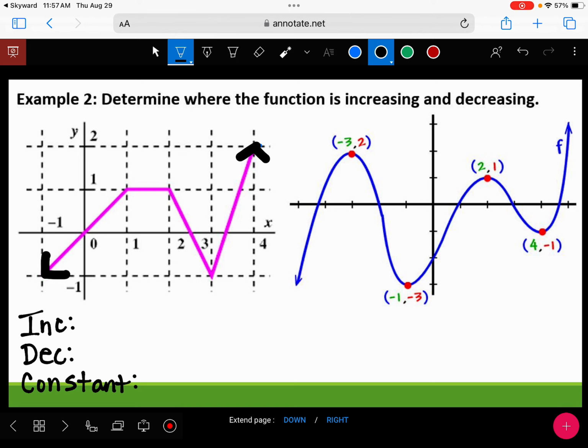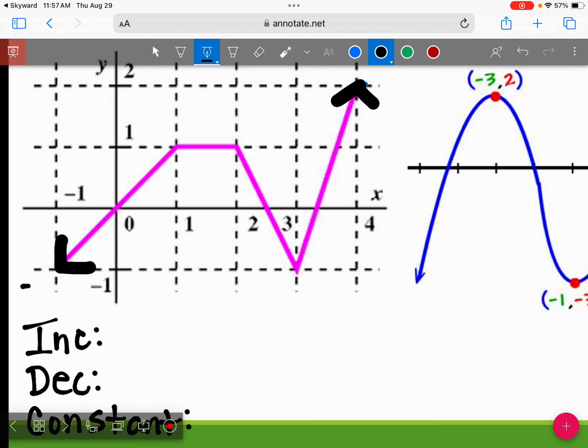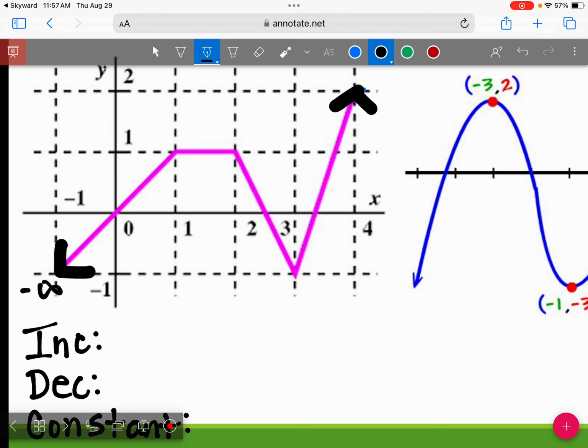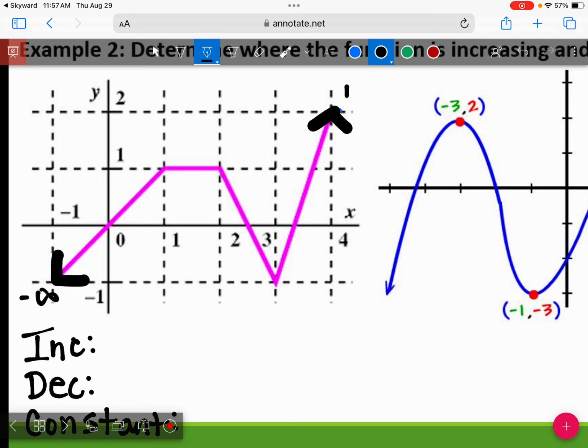All right, when you read a graph, you're going to read it the same way you read a book. You're going to start with the left side and trace to the right side. So everyone, the left arrow is always negative infinity. This left arrow represents when x is negative infinity. The right arrow is when x is positive infinity.